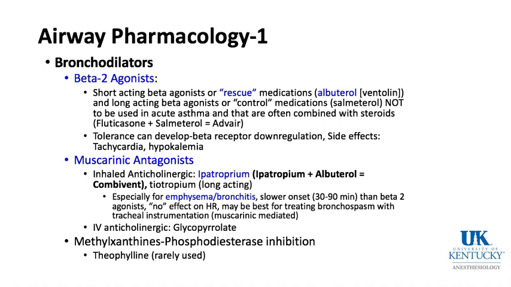So if you're putting things in the airway, these anticholinergics are pretty effective at blocking the bronchoconstriction that's associated with that. The IV anticholinergic is glycopyrrolate. And other bronchodilators like methylxanthines, which work by phosphodiesterase inhibition, theophylline being the example, aren't used much anymore.